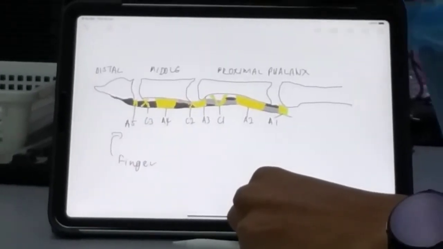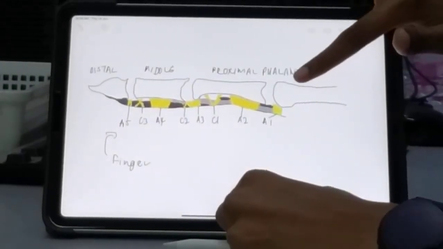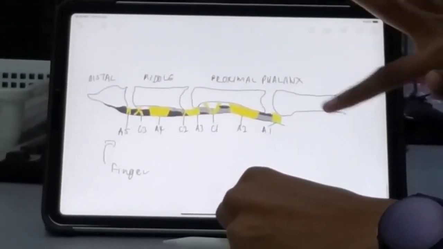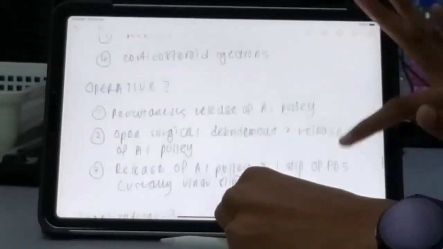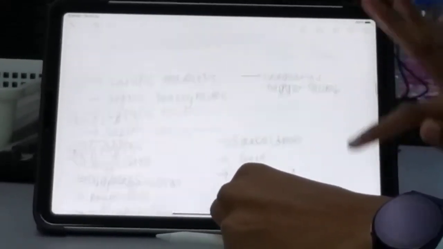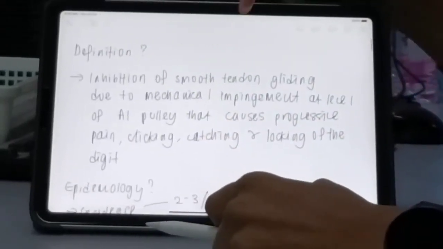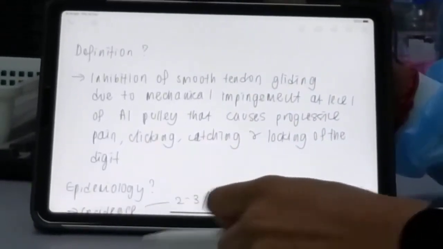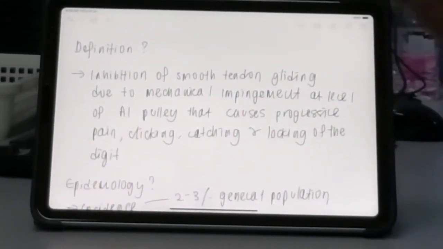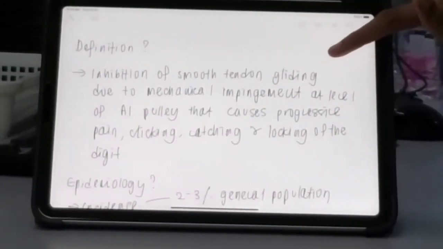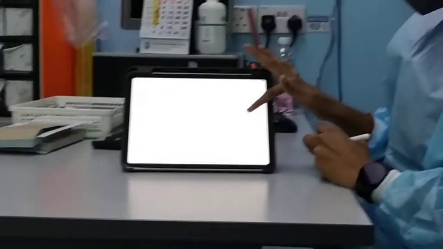The one involved with trigger finger is usually this A1. A1 is the one usually involved. Definition wise, it is inhibition of smooth tendon gliding due to a mechanical impingement at the level of the A1 pulley that causes progressive pain, clicking, catching and locking of the digit. That is the definition.